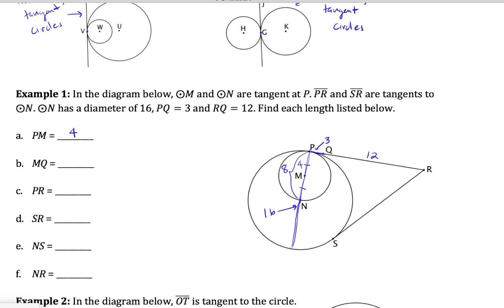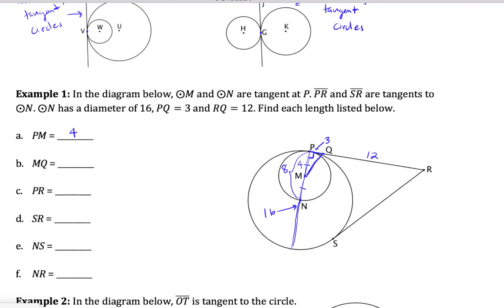MQ is the next thing I'm supposed to find. There's actually not a segment on my diagram for MQ, so let's quickly sketch that in. Connect M to Q right here. So I have segment MQ, and I'm supposed to find that length. Well, I can use what I learned earlier in this video, and I can realize that this angle right here is a right angle, because the tangent PR would be perpendicular to segment PM or segment PN, either way you wanted to think of it. So that creates this right triangle here. I know the two legs of my right triangle. MQ, this distance I'm trying to find, is the hypotenuse of that right triangle.